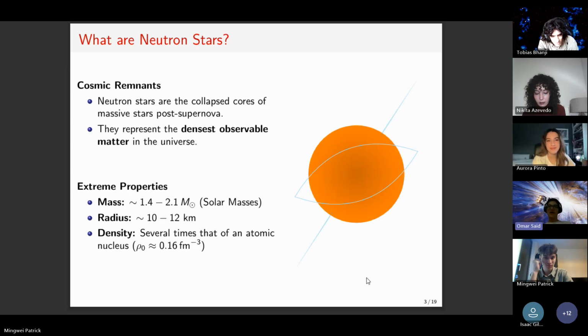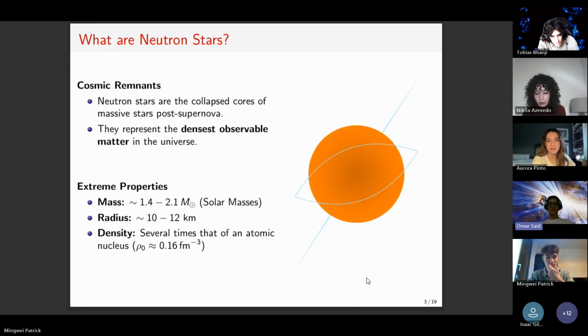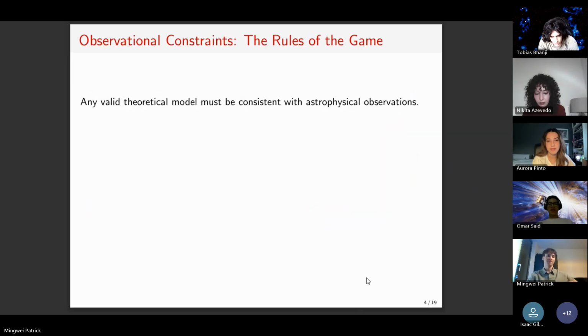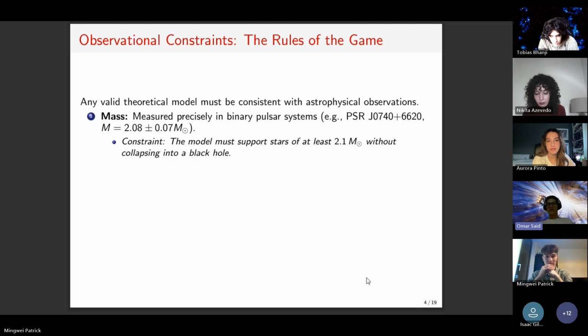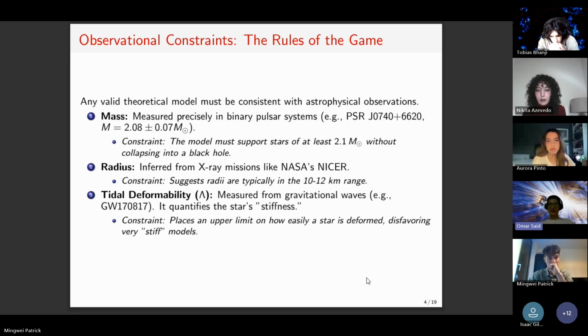Now our RMF model wants to know how particles in the core of the neutron star work. So we have some rules to play with, like the mass. If our model predicts that the mass is more than the biggest star we know, or the star with the most weight, then it's not valid. Also, the radius. If our model predicted that the radius of the neutron star is more than 12 kilometers or less than 10 kilometers, then it's also not valid. Also, for something called tidal deformability, which is measured from the gravitational waves, and it quantifies how stiff the star is.